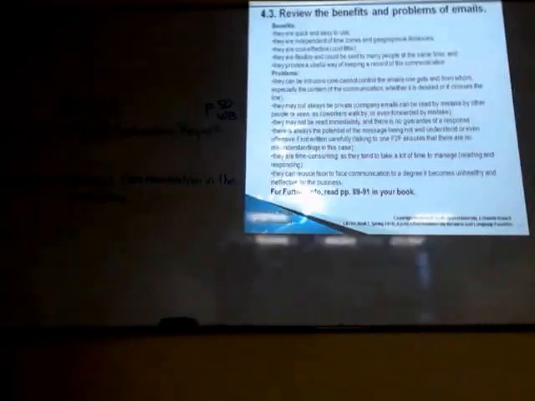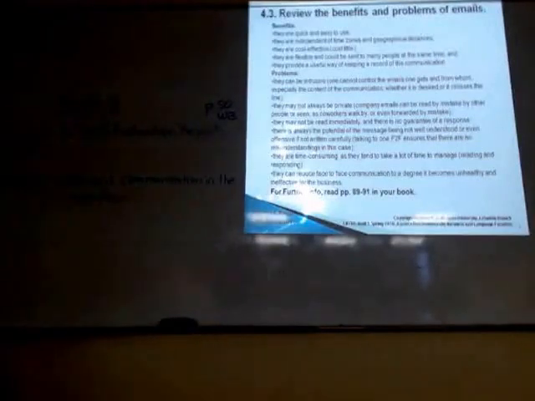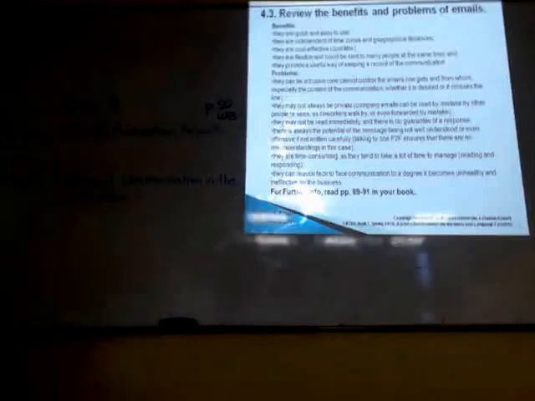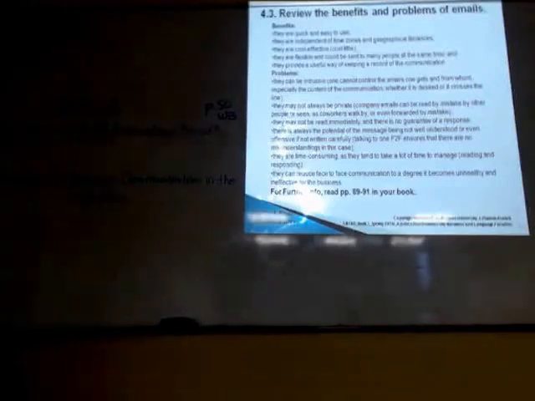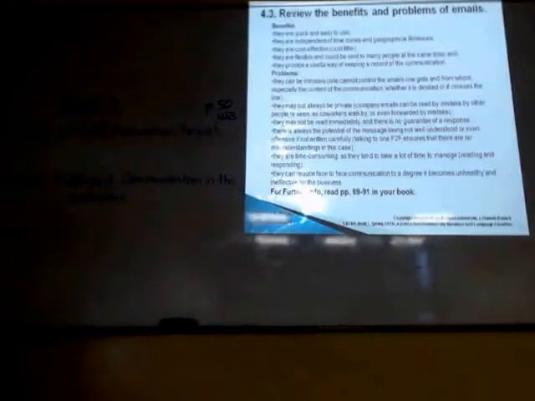They may not always be private. Company emails can be read by mistake by other people or seen as co-workers walk by or even forwarded by mistake. The biggest mistake is to forward it by mistake. Okay? They may not be read immediately and there is no guarantee of a response. Right? Like when you want to send me an email, give me some time to reply. Okay? You cannot reply immediately.